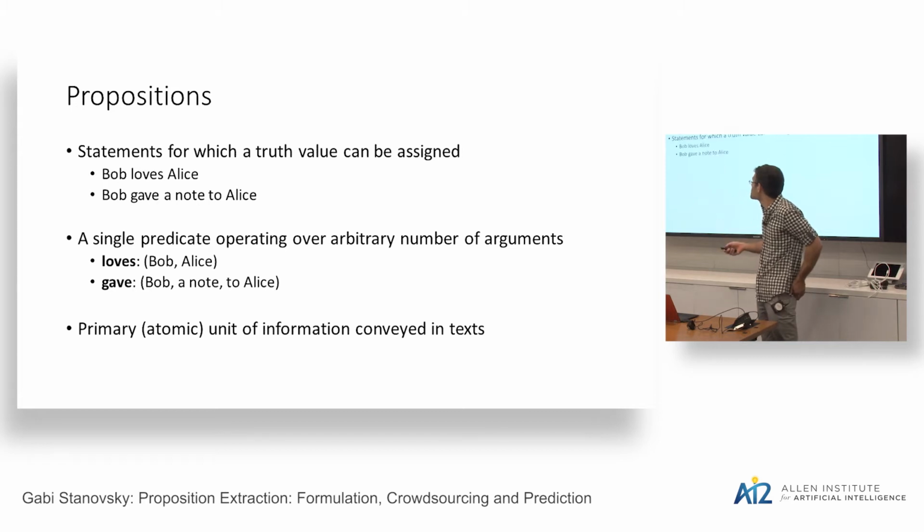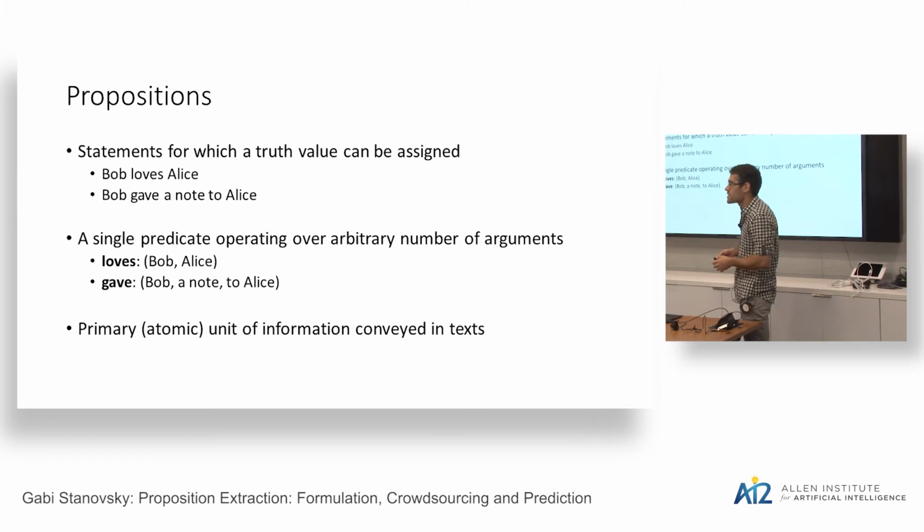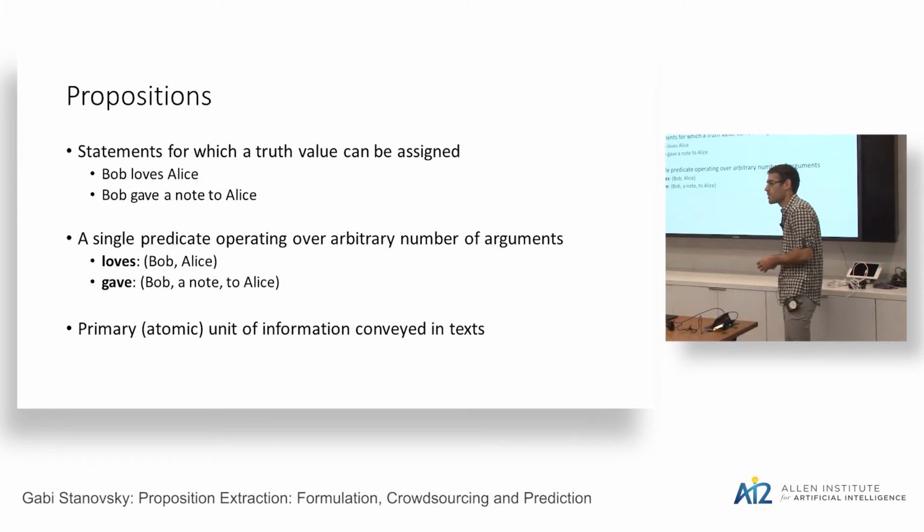So propositions are statements for which a truth value can be assigned. Statements like Bob loves Alice or Bob gave a note to Alice. So for each of these statements, you can say that it's either true or false. Bob can either love or doesn't love Alice, and similarly for giving a note to Alice. And typically, propositions are thought of as a single predicate operating over an arbitrary number of arguments.